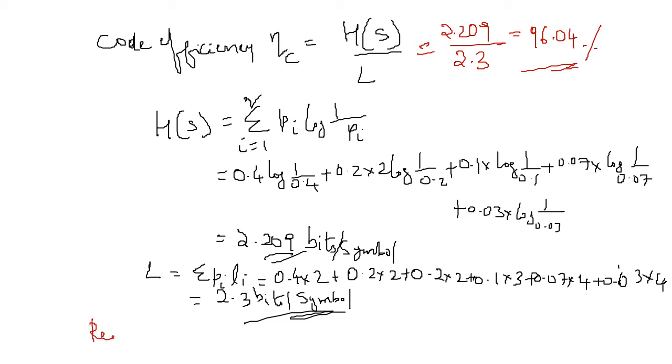So the redundancy of the code word, R eta c, is nothing but 1 minus efficiency. So you get the redundancy as 3.96%.